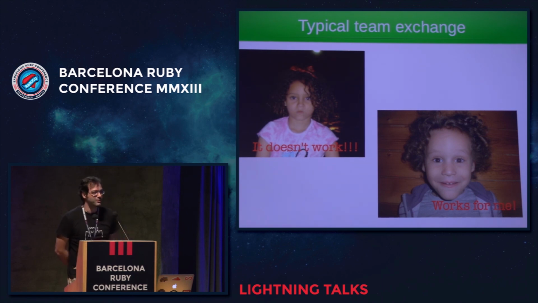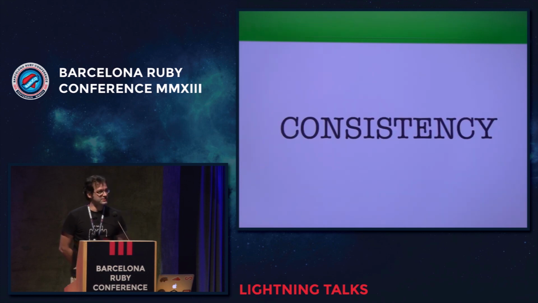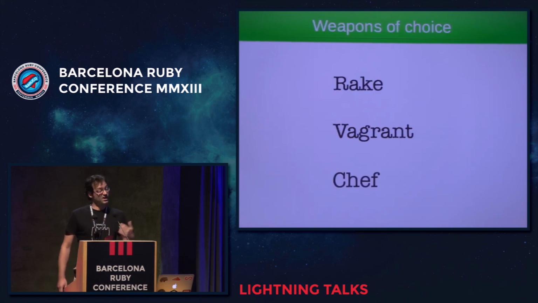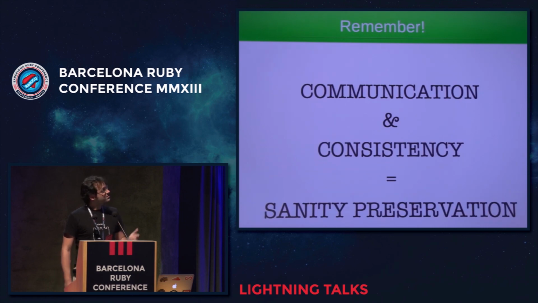How do you actually handle it when everybody does whatever they want, puts in whatever settings they want? So what's the word here? The word here is consistency. We need to keep our environments consistent across developers, across deployment, across development, staging, testing, all of that. How do we do that? Well, that's how I get to work with Ruby when I work in embedded teams. Rake, Vagrant, Chef. Okay, this is a lightning talk, so we won't get into details. Just keep this: communication and consistency, sanity preservation. Thank you.